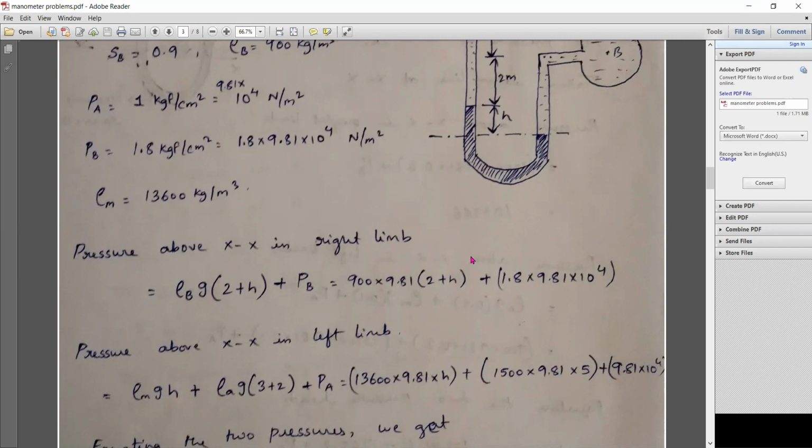Right, tell the value of H. Anybody who has solved this, still the H value.